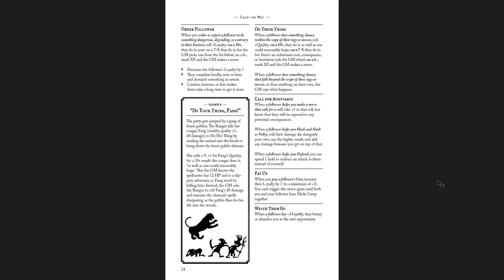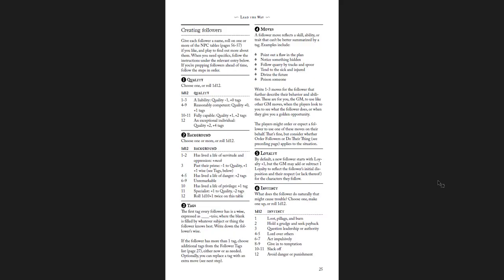How you go about looking for help, how you order them around, when they do their own thing, call them for assistance, to pay them up, and then to watch them go if they leave. How to create followers, a good simple system to do so. And one of the things that's worth noting here is that the moves, which are the special abilities that every character has, it's how you do things mechanically in the game. You're going to give your skills, abilities, or traits that are flavorful and mechanically useful. They're things that aren't just tags, basically. You give 1 to 3 for your followers.